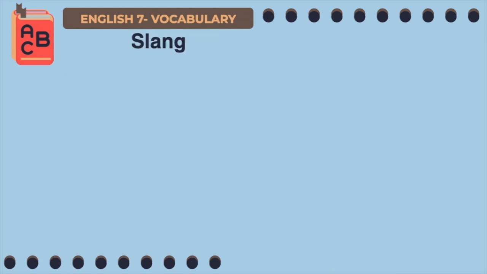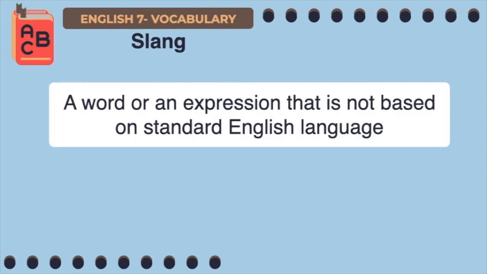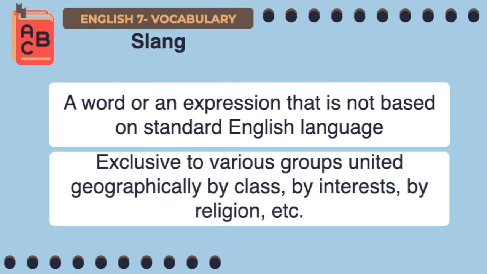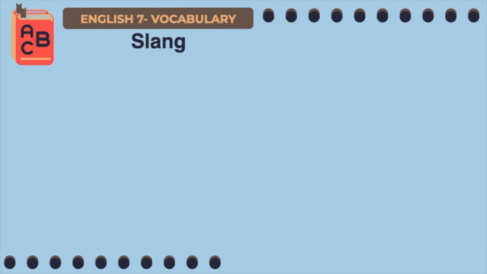Another type of informal language is slang. It is a word or an expression that is not based on standard English language. Slang is exclusive to various groups united geographically, by class, by interest, or by religion. Moreover, it is produced largely by social groups such as racial minority communities, armed forces, rappers, and political organizations, rather than by individual speakers.